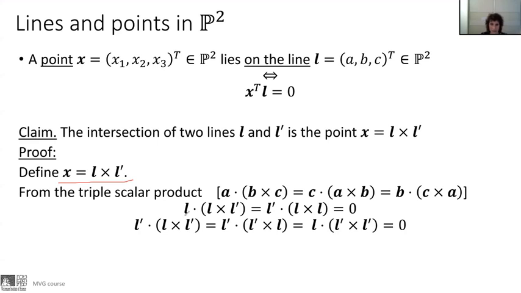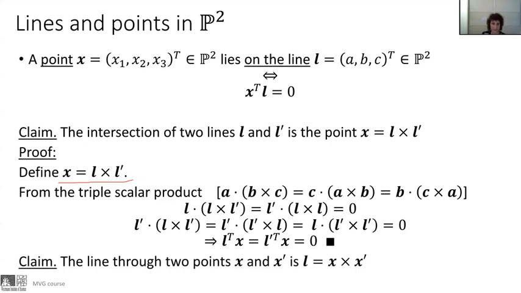Since the dot product between X and one line is 0, and between X and the other line is 0, we conclude that X resides on L and on L prime. So we showed that the intersection of two lines, L and L prime, is the cross product between these two lines. And using the duality principle, the line through the 2 points X and X prime is exactly the cross product between the points. Just by using the duality principle. Any questions?